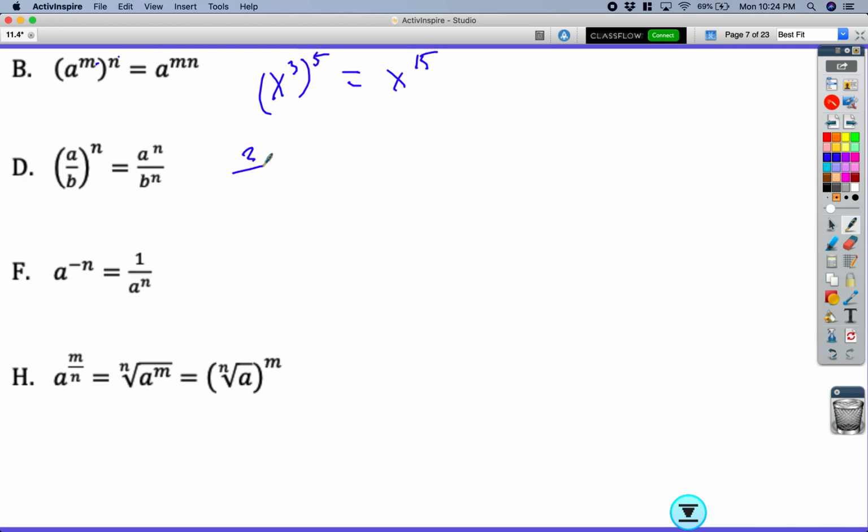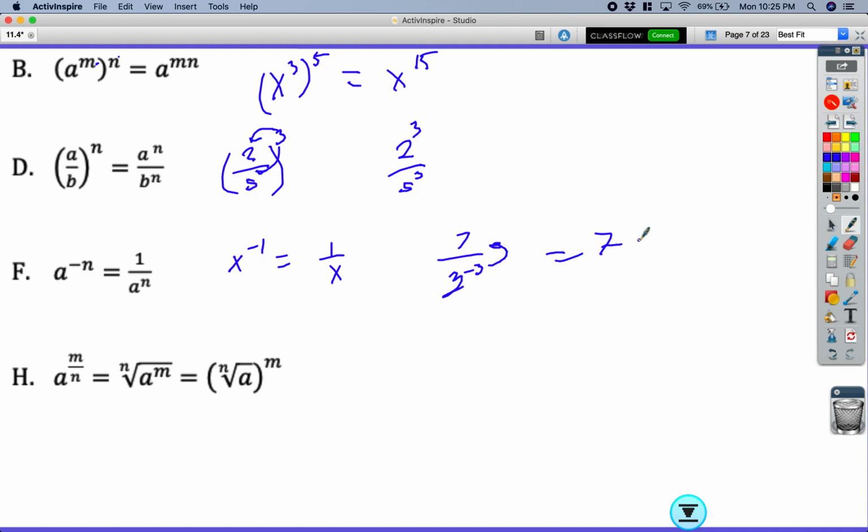Anytime you have a power on the outside of a fraction, you just distribute it to the numerator and the denominator. So this would be 2 to the third over 5 to the third. And then anytime you have a negative exponent, whether it's on the numerator or the denominator, you just move it to the opposite spot. If you have a negative exponent on the numerator, you move that to the denominator. If you have a negative exponent on the denominator, you move it to the numerator. And only the part that has the negative exponent.